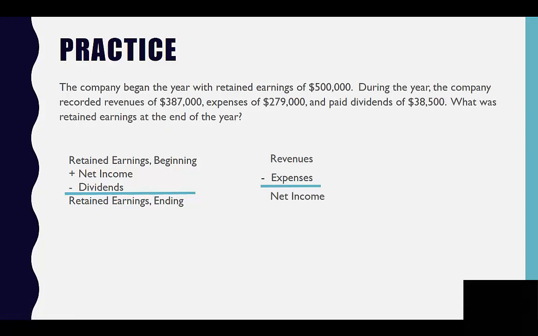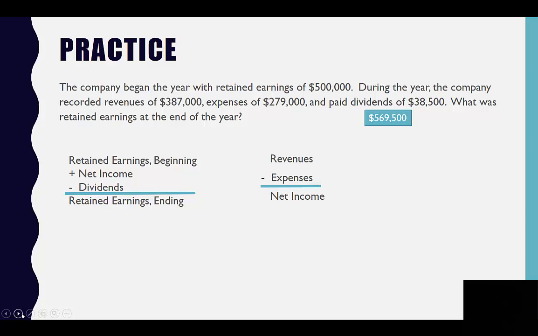This is the final example. We'll need to use a couple of different things to solve this, both the retained earnings statement and the income statement. Okay, the company began the year with retained earnings of $500,000. During the year, the company recorded revenues of $387,000 and expenses of $279,000 and paid dividends of $38,500. What was retained earnings at the end of the year? I'll go ahead and give you the answer again. The answer is $569,500. Okay, how did we get that?